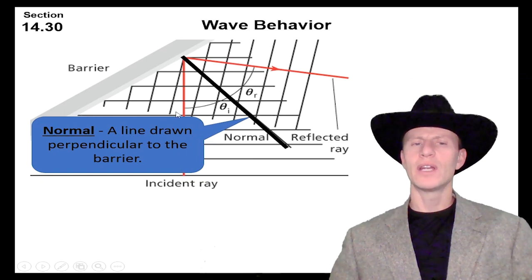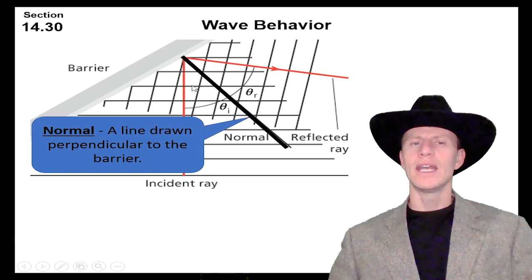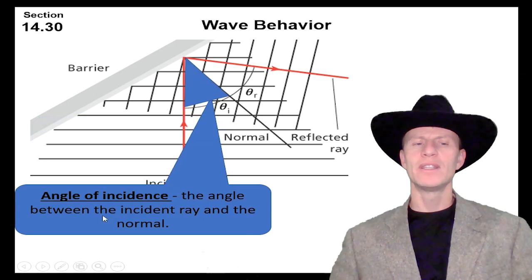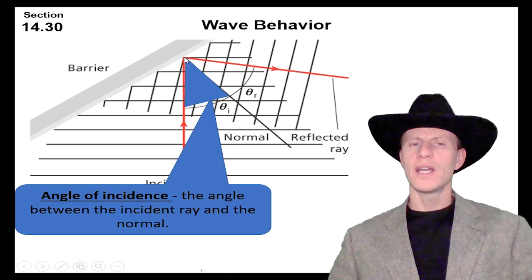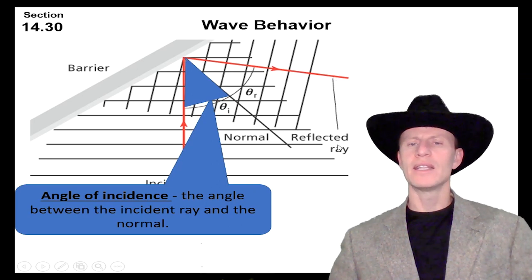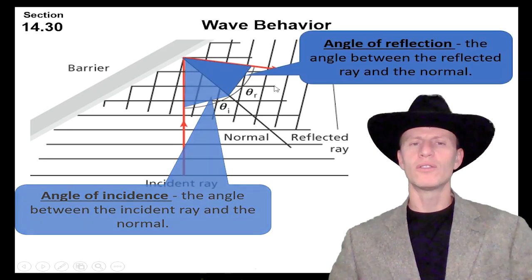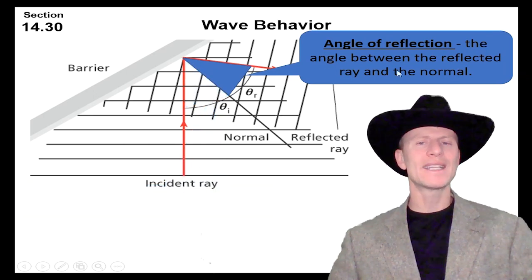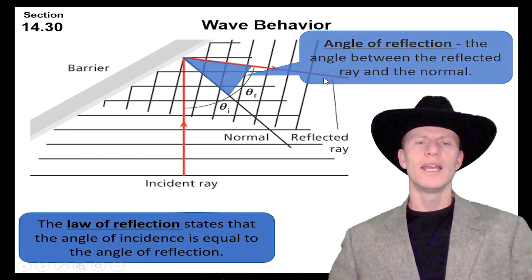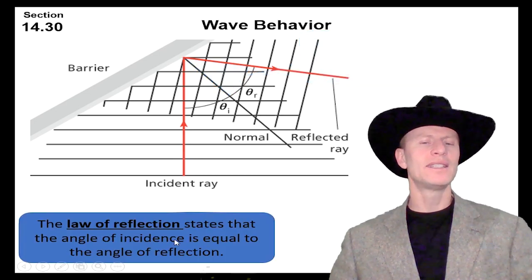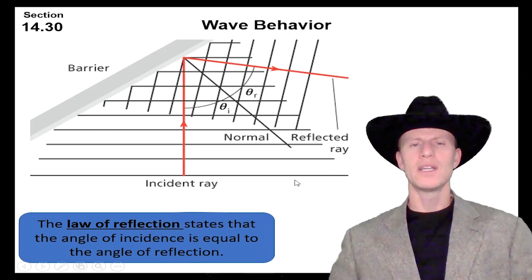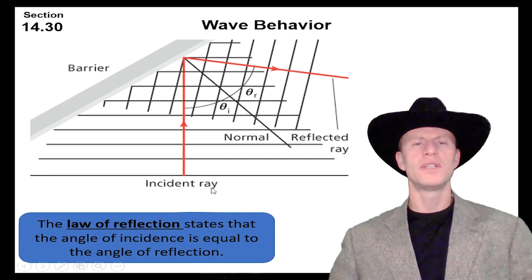Now, the incident ray hits the boundary and creates an angle with this normal called the angle of incidence. This is the angle between the incident ray and the normal. And when the ray bounces off the boundary, creating this reflected ray, it also creates an angle called the angle of reflection. This is the angle between the reflected ray and the normal. And this law of reflection states that the angle of incidence is equal to the angle of reflection. This information could help you on a billiards ball table.